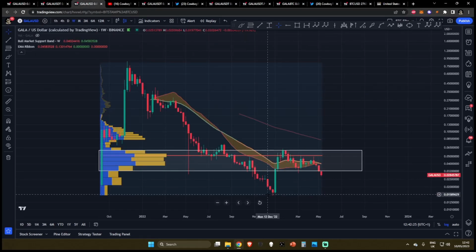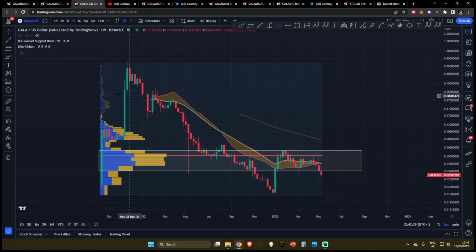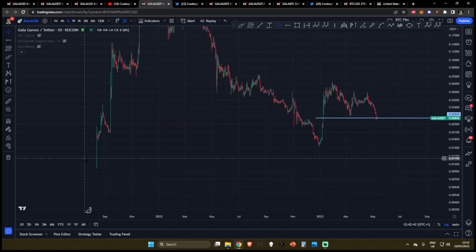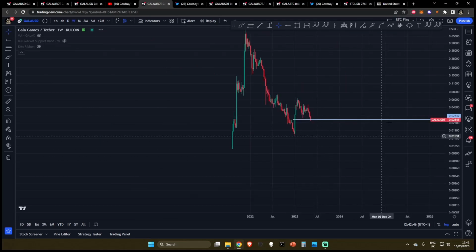So, I'm not just cherry picking this particular range from the swing lows up to the swing highs. What we've done in this chart is look at all of the volume traded on GalaGames back when it was listed on major exchanges like Binance, when it was listed at 2 cent. We've also looked at these charts over on KuCoin, which I believe was listed down here at 1 cent. It's the same picture throughout all of these charts.